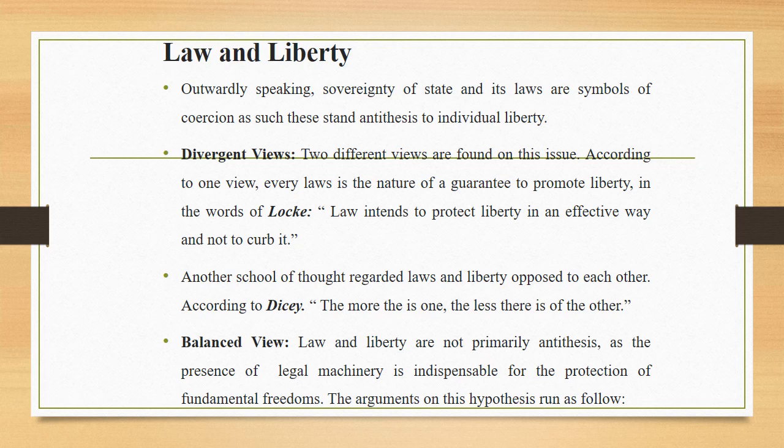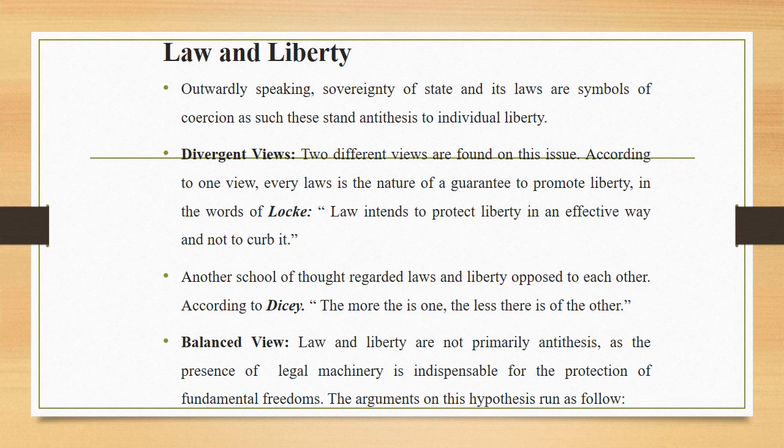There are different views, and divergent views are there. So two different views are found on this issue. According to one view, every law is in the nature of a guarantee to promote liberty, and in the words of Locke, law intends to protect liberty in an effective way, not to curb it. Law's basic purpose or objective is to protect liberty with the sanction of law. It doesn't mean to curb it, to marginalize it.